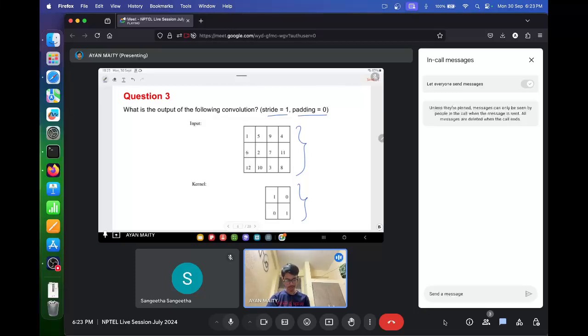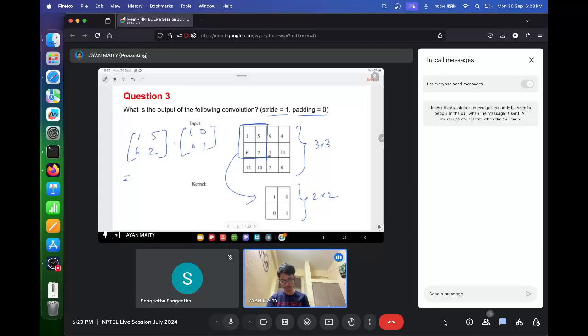So for this question, as this kernel is 2 by 2 and the input matrix is 3 by 3, first we have to consider this 2 by 2 sub matrix of this input matrix. So these are the 4 elements 1 5 6 2. We have to pointwise multiply this with the kernel, which is 1 0 0 1, and take the sum.